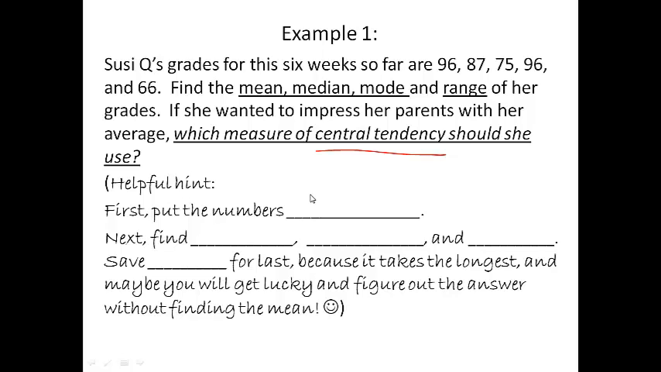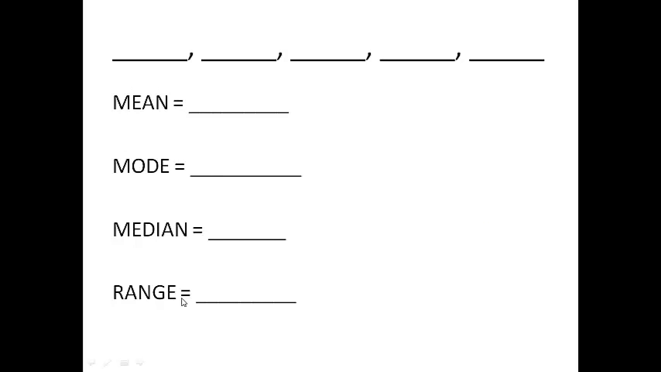It says, your helpful hint, your first hint is to put the numbers in order. Next, find the median, mode, and range. Do this first. Save the mean for last because it takes longer and maybe you'll get lucky and figure out the answer without finding the mean. So that's just our helpful hint for you. How to work this out? Well, we need to go back on your sheet.